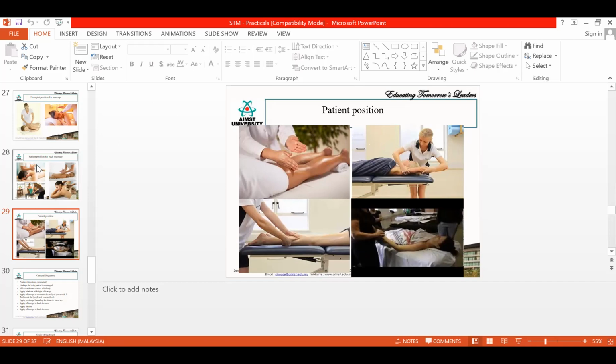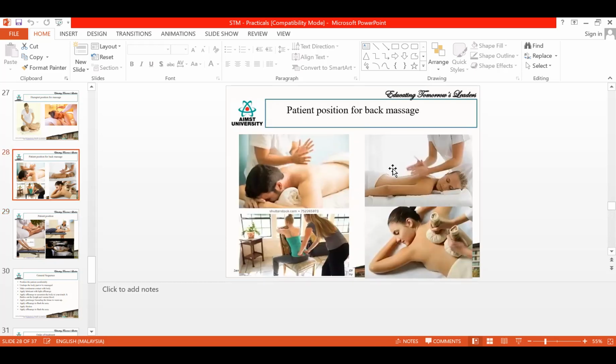In case you are giving back massage, then you have to apply a towel over the lower part so that the lubricant is not making the lower segment dirty. In case they are wearing a pant or something, the lubricant which you are applying will affect the pant. So to avoid that, you put a towel and insert a little bit of towel inside the pant.